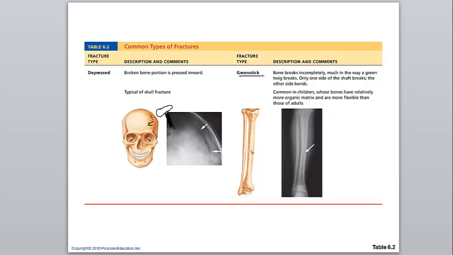All right, greenstick fracture. Greenstick fracture is very common in younger people, very common in children, because the matrix is not calcified enough. There is not much inorganic material in the bone. Inorganic material is the hydroxyapatite crystals, calcium phosphate crystals. They're not present in the matrix in large enough amounts. It basically causes this type of fracture.